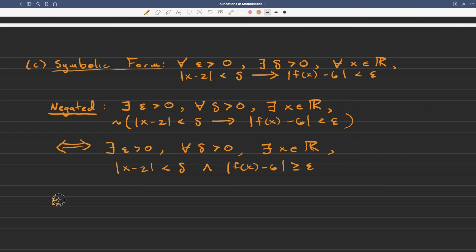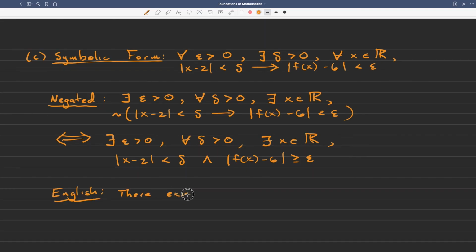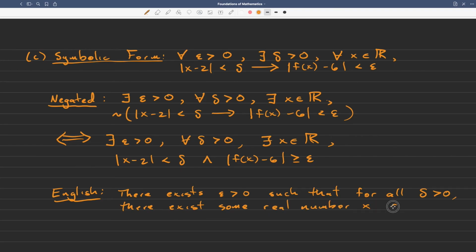And so let's convert that back into English. There exists epsilon greater than 0 such that, always a "such that" or "with the property that" or something like that after the there exists part, such that for all delta greater than 0, there exists some real number x, such that, again, "such that" follows the existential quantifier, absolute value of x minus 2 is less than delta, and absolute value of f of x minus 6 is greater than or equal to epsilon.